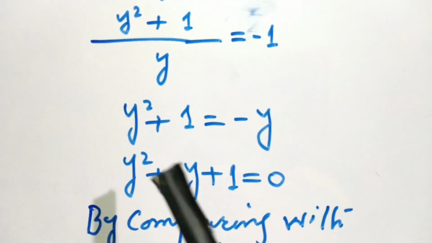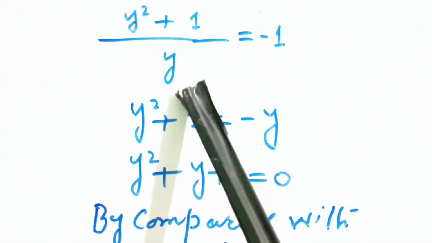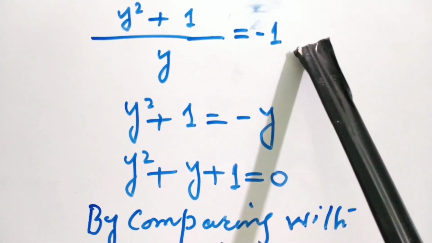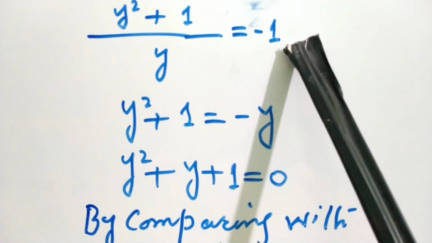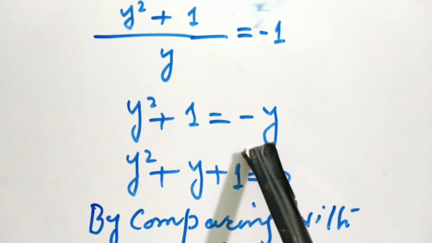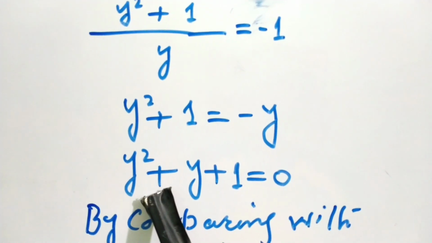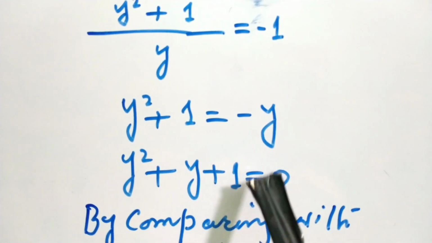So what will happen? y square plus 1 is equal to minus y. This y is dividing over here, it will be multiplied over there with minus 1. So y will be shifted over there. It is negative over here, it will be positive over there. So we have a quadratic equation y square plus y plus 1 equal to 0.